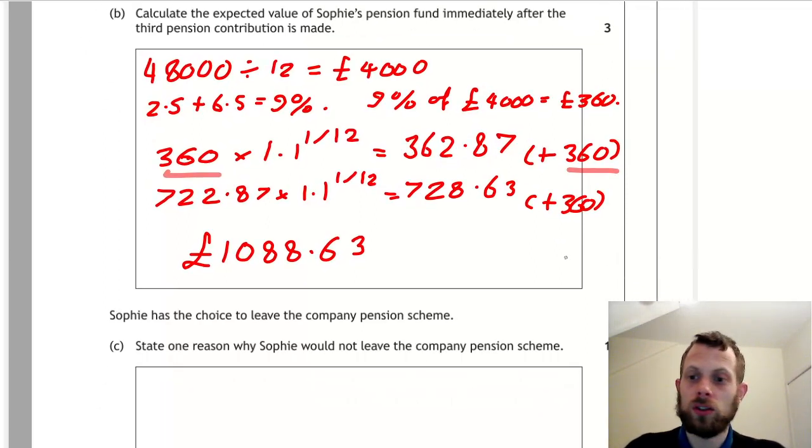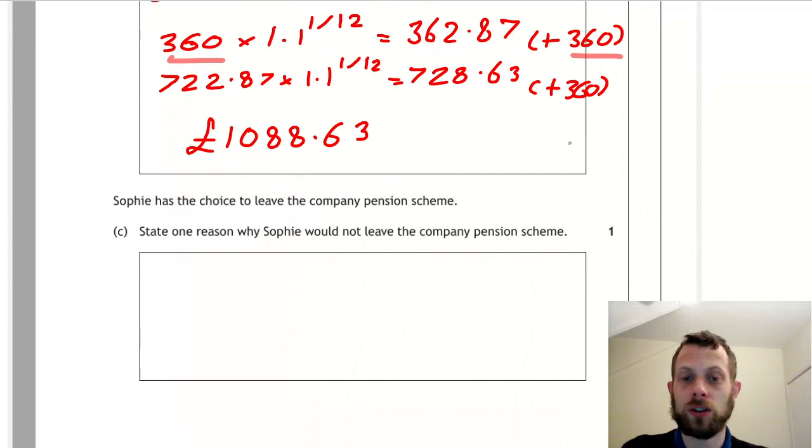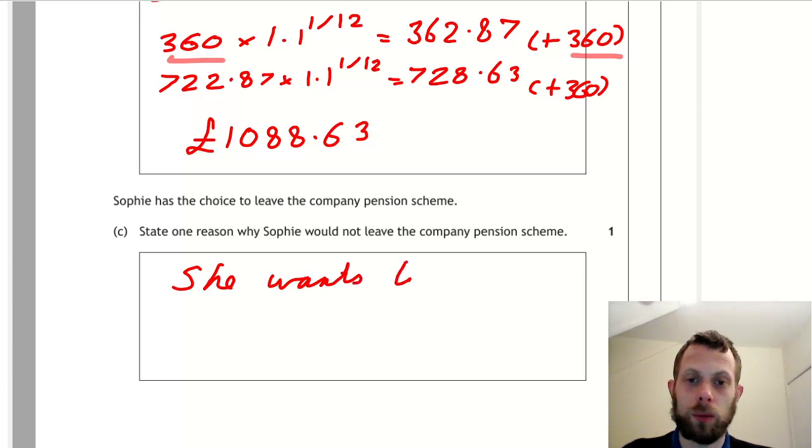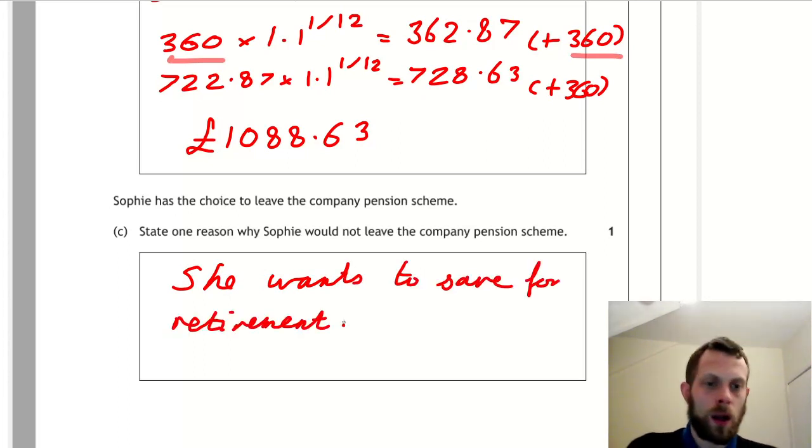Now looking at question C, Sophie has the choice to leave the pension scheme. A reason why she might not, well, what is the purpose of a pension? Is to save for retirement. So that's what you can write. She wants to save for retirement. And that's it.